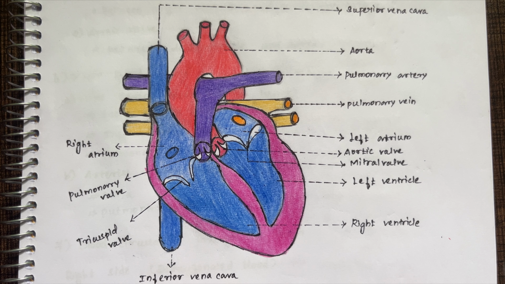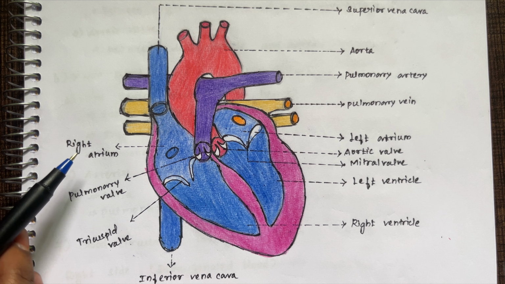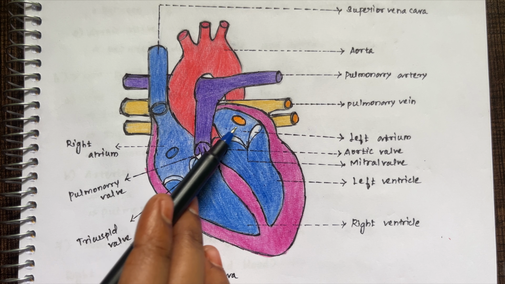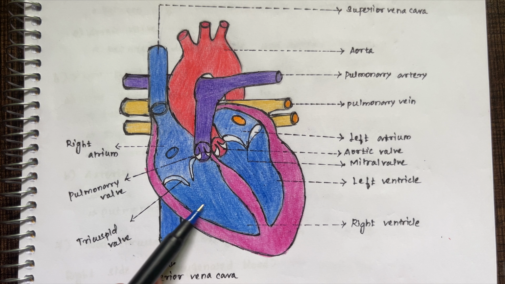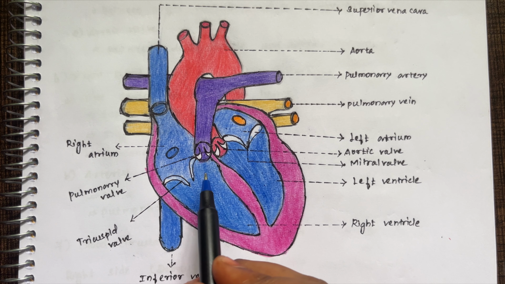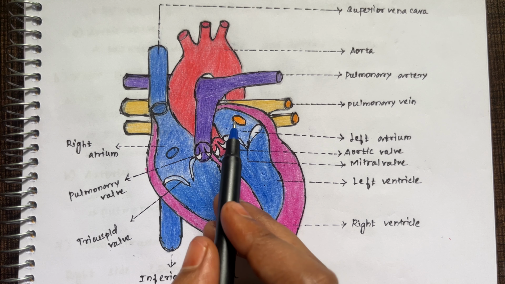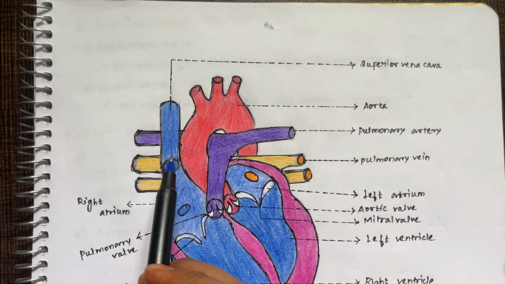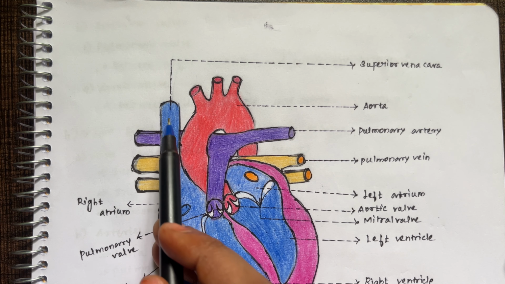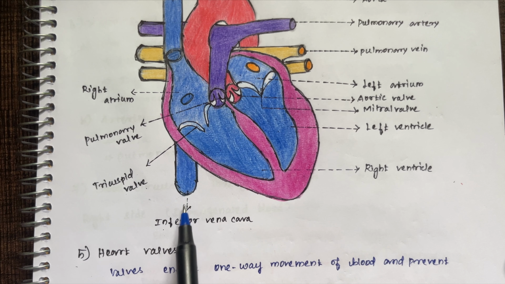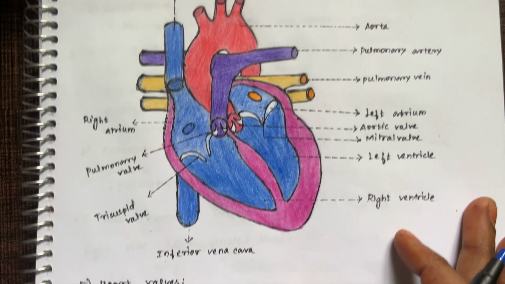By using the structure of heart, I'll explain you all the heart valves and the circulation of blood through the heart. This is the right atrium and this is the left atrium. This is the right ventricle. This is left ventricle. Superior, which means obviously it is above, so it is considered as superior. It is below, so it is inferior. So it is superior vena cava, which brings blood from the upper parts of our body, and this is inferior vena cava, which brings blood from the lower parts of our body.